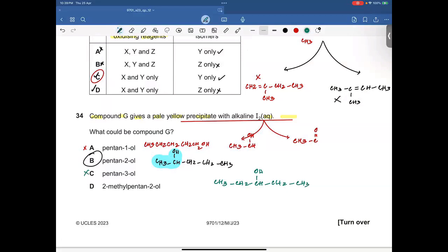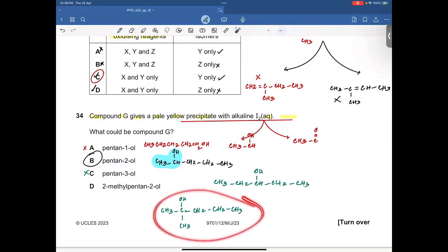Again, incorrect. For D, pentan-2-ol means the second carbon has OH. It's 2-methyl, so the second carbon has CH3, then carbons 1, 2, 3, 4, 5. Again, this compound has no CH3CH(OH) group, which means this compound is not going to give you the iodoform test. So D is also incorrect.